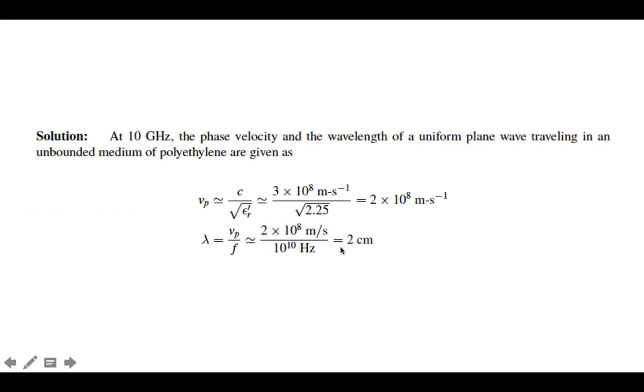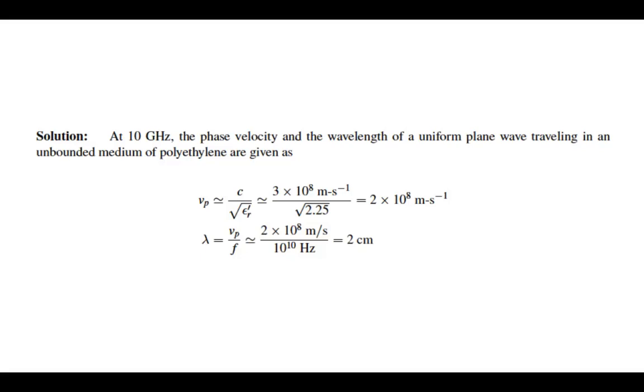So we're asked first of all to find these parameters in the guide for this particular mode, and then we're asked to find the losses due to conductivity and due to the dielectric. So the first thing we have to do is calculate the parameters outside the guide. So the phase velocity, given polyethylene, is roughly c over the square root of the relative dielectric constant. Now we have the approximation here because this is a low loss dielectric, and so we're basically assuming that the lossiness of the dielectric does not affect the phase velocity.